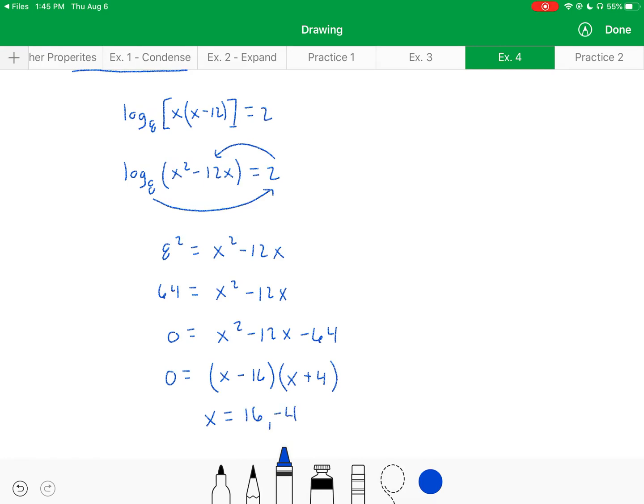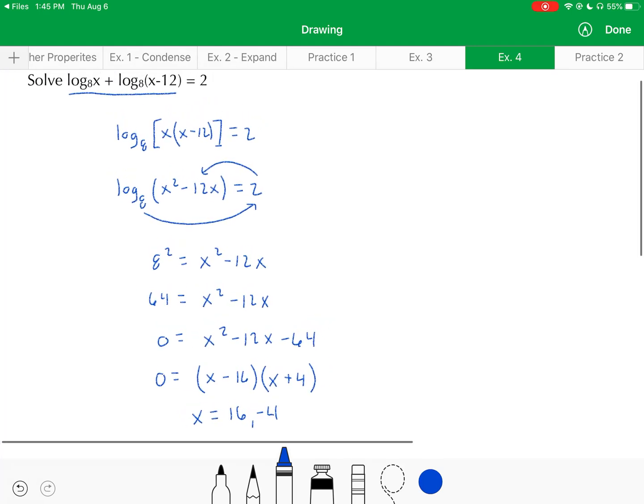Now once again, just like on the previous example, if either of those solutions make any of the original logarithms in the equation have a negative argument, then you need to throw them out. So this negative 4 is extraneous, and you're just left with 16 as your solution. Okay. All right. Try the next two problems yourself, and then come back and check your work with mine.